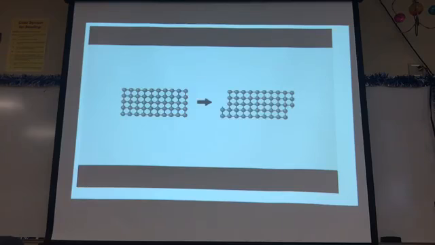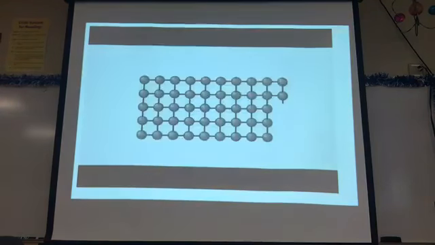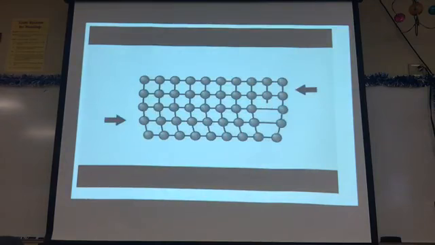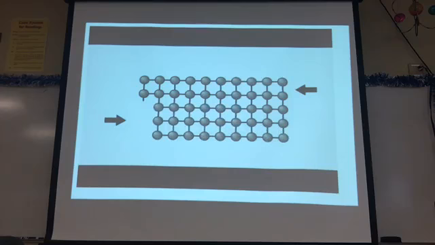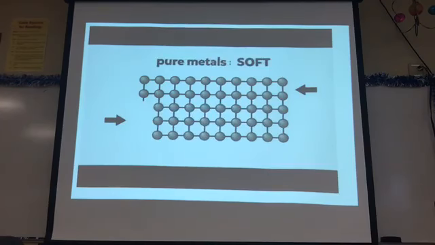However, this process does not happen all at once, but bit by bit, rather like trying to move a carpet by putting a ruck in it. Here is the way it happens in a metal. You see the slip moving easily one atom at a time, where there's a dislocation in the lattice. It is this easy movement of atoms in the crystal lattice that makes most pure metals soft.